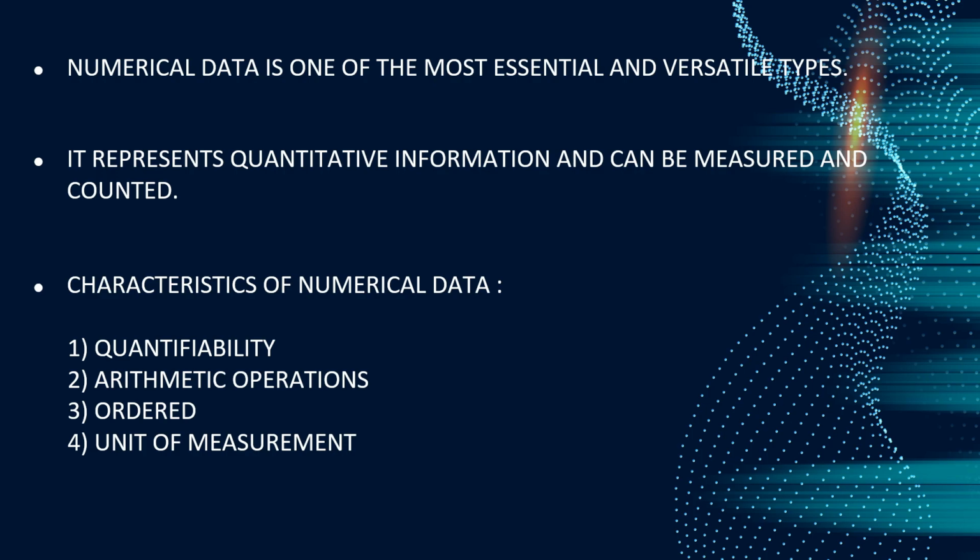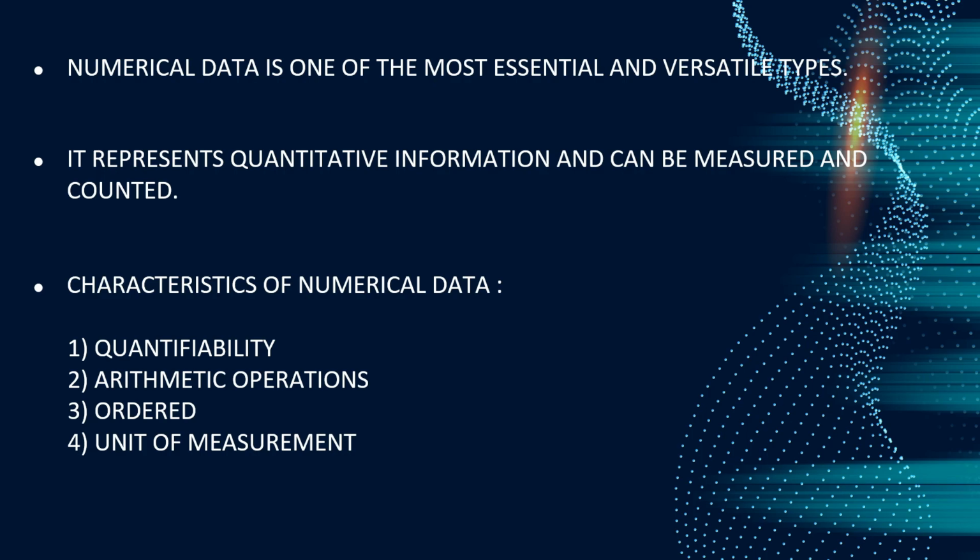So first one is quantifiable. That means numerical data, it can be counted, measured, and written as the number for numerical variables. For example, a person's height, the substance temperature, or the number of products sold. Next one is arithmetic operations. So numerical data can undergo arithmetic operations such as addition, subtraction, multiplication, and division.